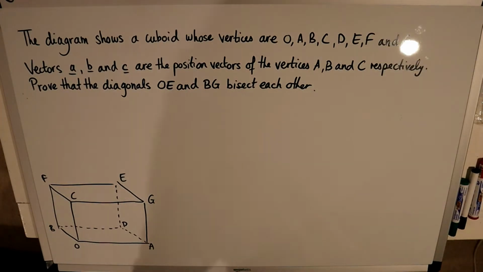Alright, here we have one of these geometry questions that you need to solve using vectors. The diagram shows a cuboid whose vertices are O, A, B, C, D, E, F, and G. Vectors a, b, and c are the position vectors of the vertices A, B, and C respectively. Prove that the diagonals OE and BG bisect each other.